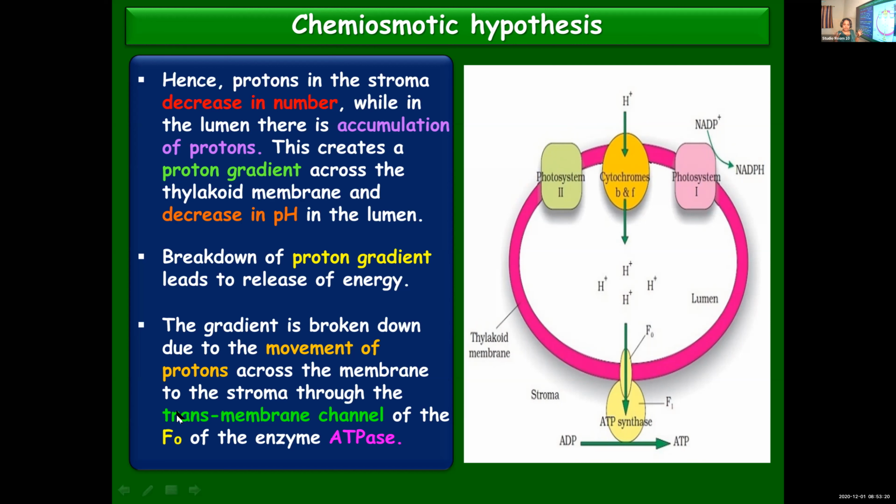So the gradient is established as a result of more protons in the lumen and fewer outside. Because of the difference in the concentration of protons inside and outside, you say that there is a proton gradient. But this proton gradient will break down when protons start moving from the lumen to the stroma, across the membrane.